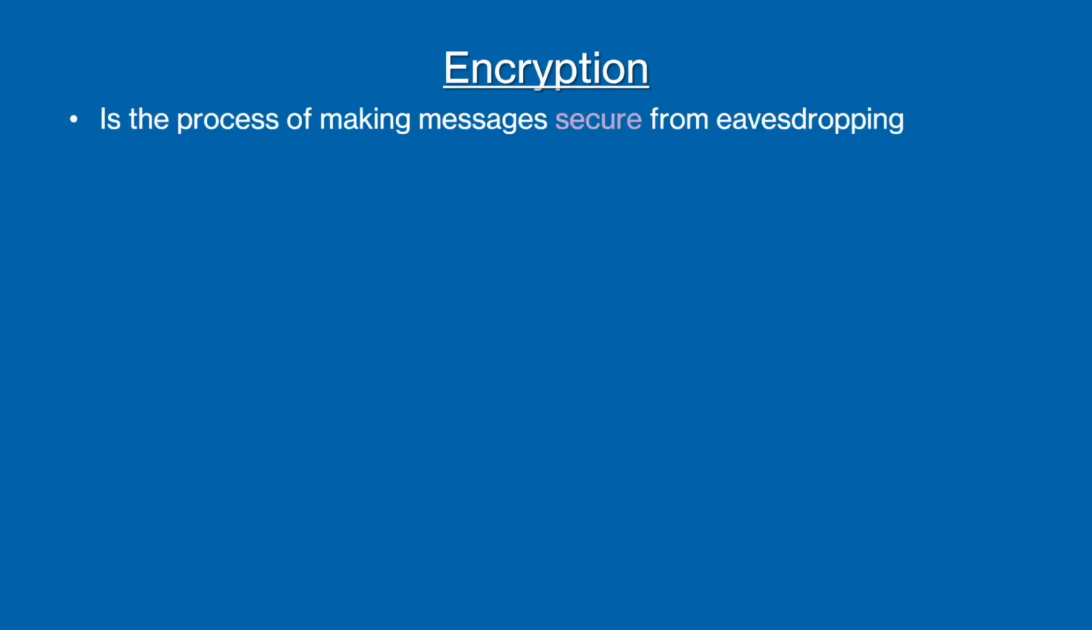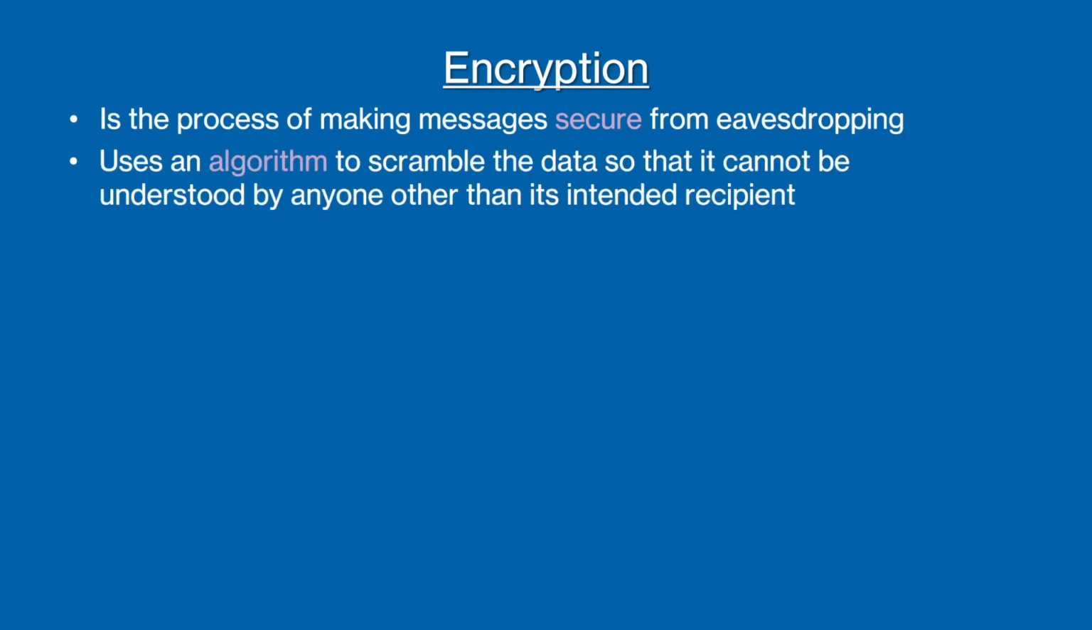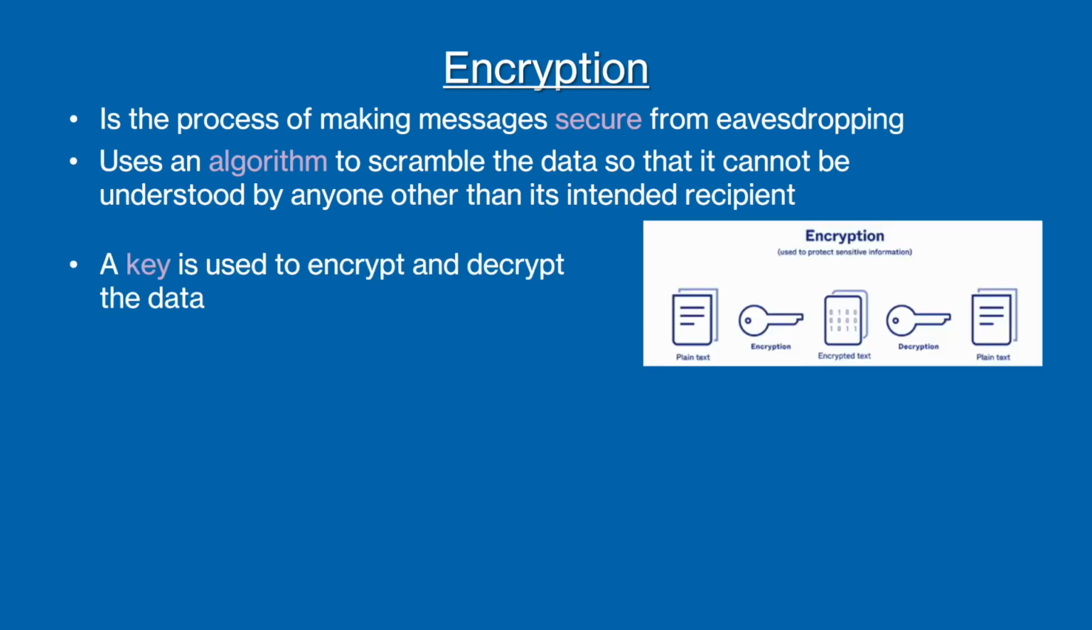So you might have heard of the term encryption before. Encryption plays a really key part in keeping your data safe and protected from some of the security threats just mentioned, like hacking. Encryption works by using an algorithm to scramble the data so that it cannot be understood by anyone other than its intended recipient. And what we use to scramble or encrypt the data, as well as to decrypt it and get it back to its original state, is called a key, as you can see in this picture here.